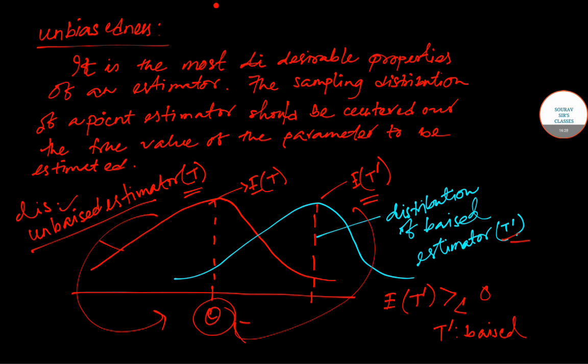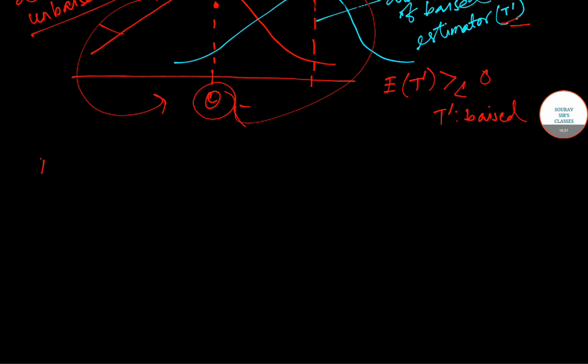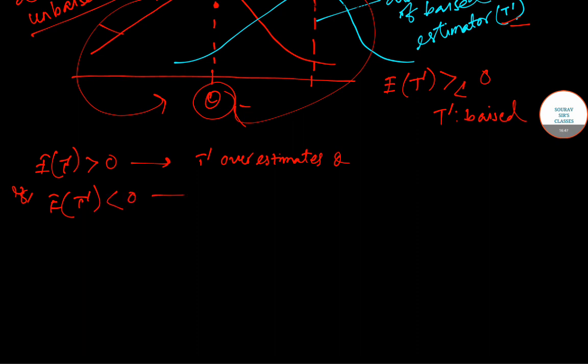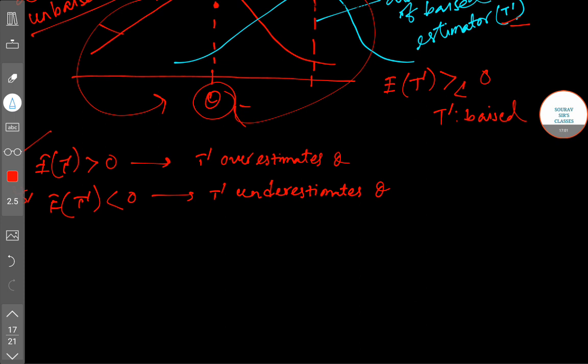In this case, as we can see, the expected value of T prime is greater than theta. So we say that T prime overestimates theta, but if the expected value of T prime is actually lower than theta, then we say that T prime underestimates theta. So these are two very important and crucial parts.